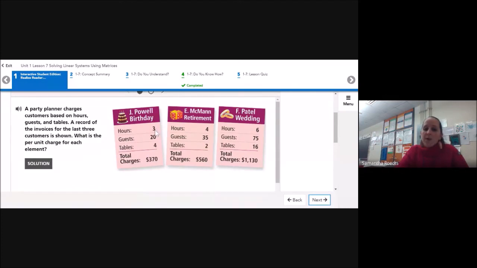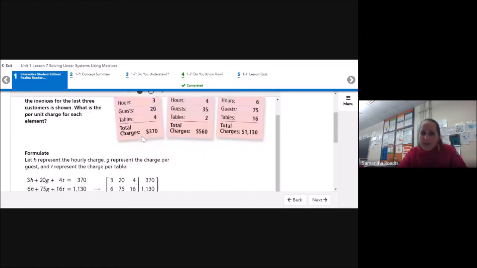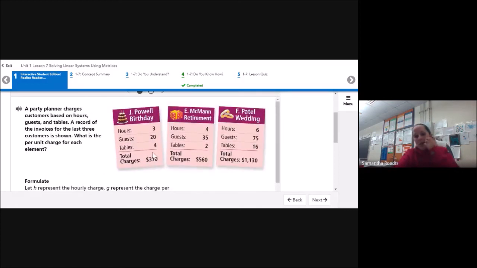So Powell birthday was 3 hours, 20 guests, 4 tables. Total was $370. A retirement party was 4 hours, 35 guests, 2 tables, and $560. And the wedding was 6 hours, 75 guests, 16 tables for a total of $1,130. So the first thing that I want to do is assign a variable to each one of these. So hours, guests, tables, HGT, kind of makes sense. And then my total amount.